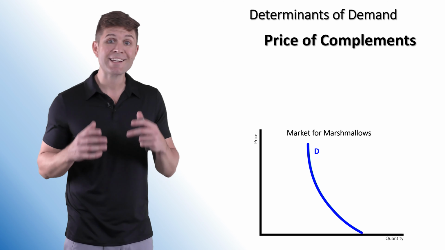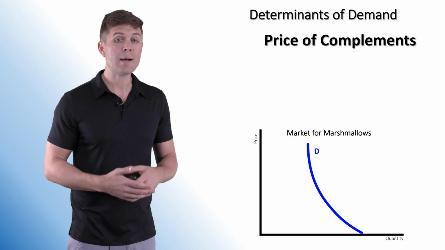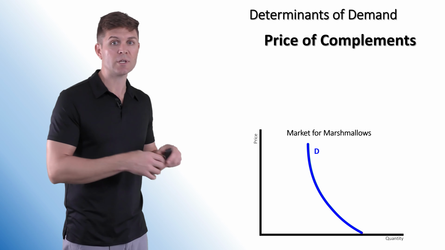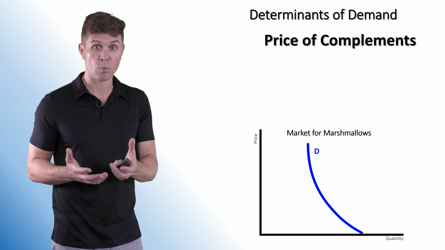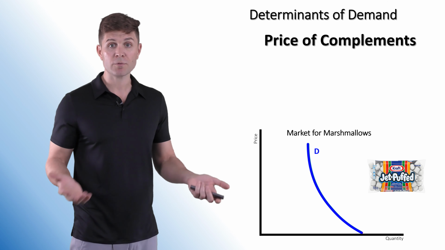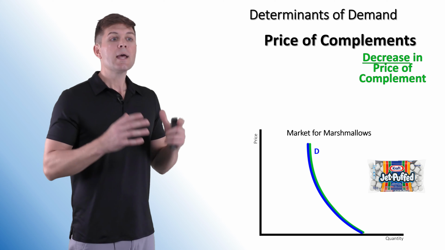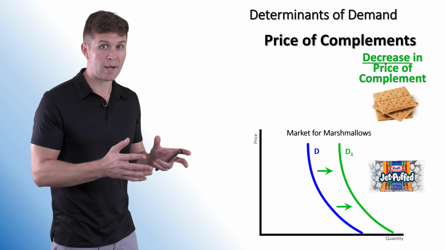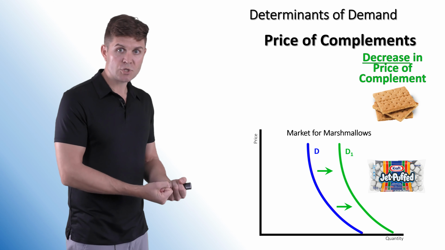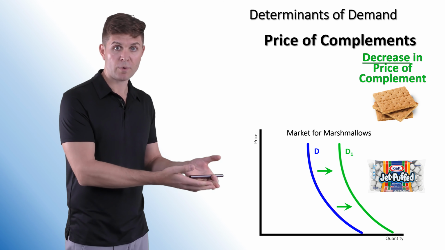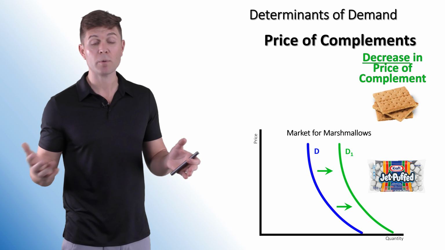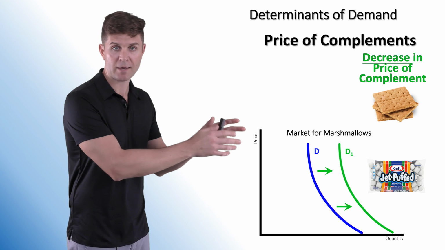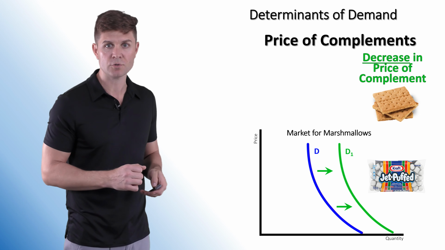Now, the next one that we look at is price of complements. Complements are products that are used together. So the price of the complement is going to impact the demand for the particular product in the market. Now, in the market for marshmallows, if there's a decrease in the price of a complement, let's say graham crackers become cheaper, so people start buying more graham crackers, but that means that they need more marshmallows to go with them. So the demand curve for that product shifts to the right. Demand for marshmallows goes up because graham crackers are cheaper.